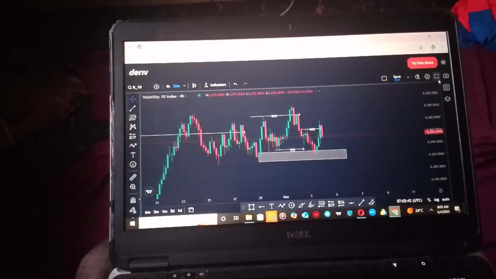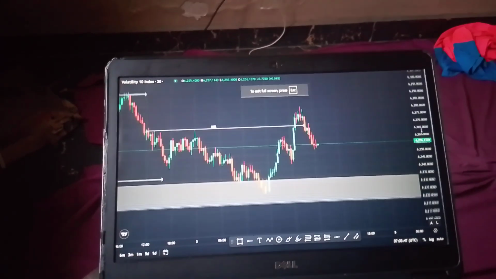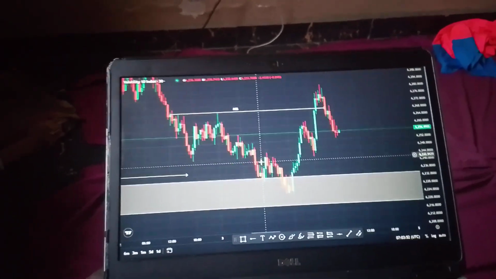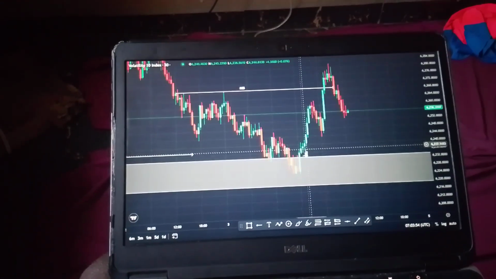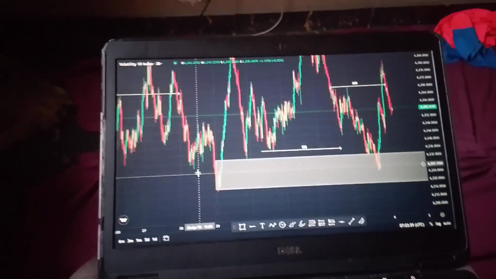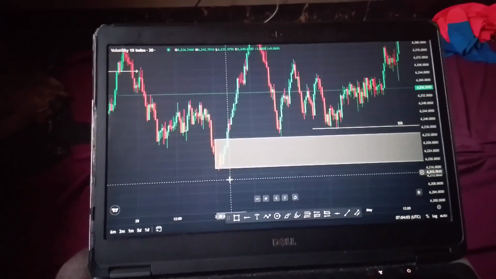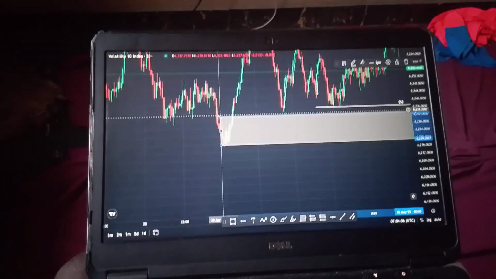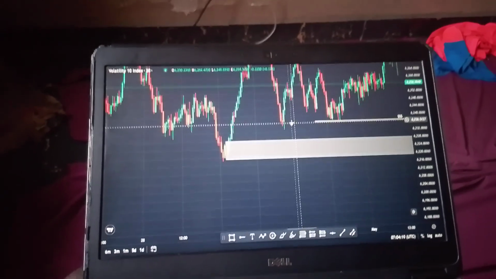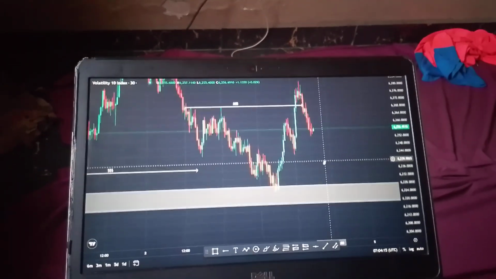So on the 30 minutes, we now look for our entry. Now your entry is very simple. You can see price came down here. Enter this level of demand. I don't like this color, I'll change it. You can refine your demand this way. So you can see I've refined it.